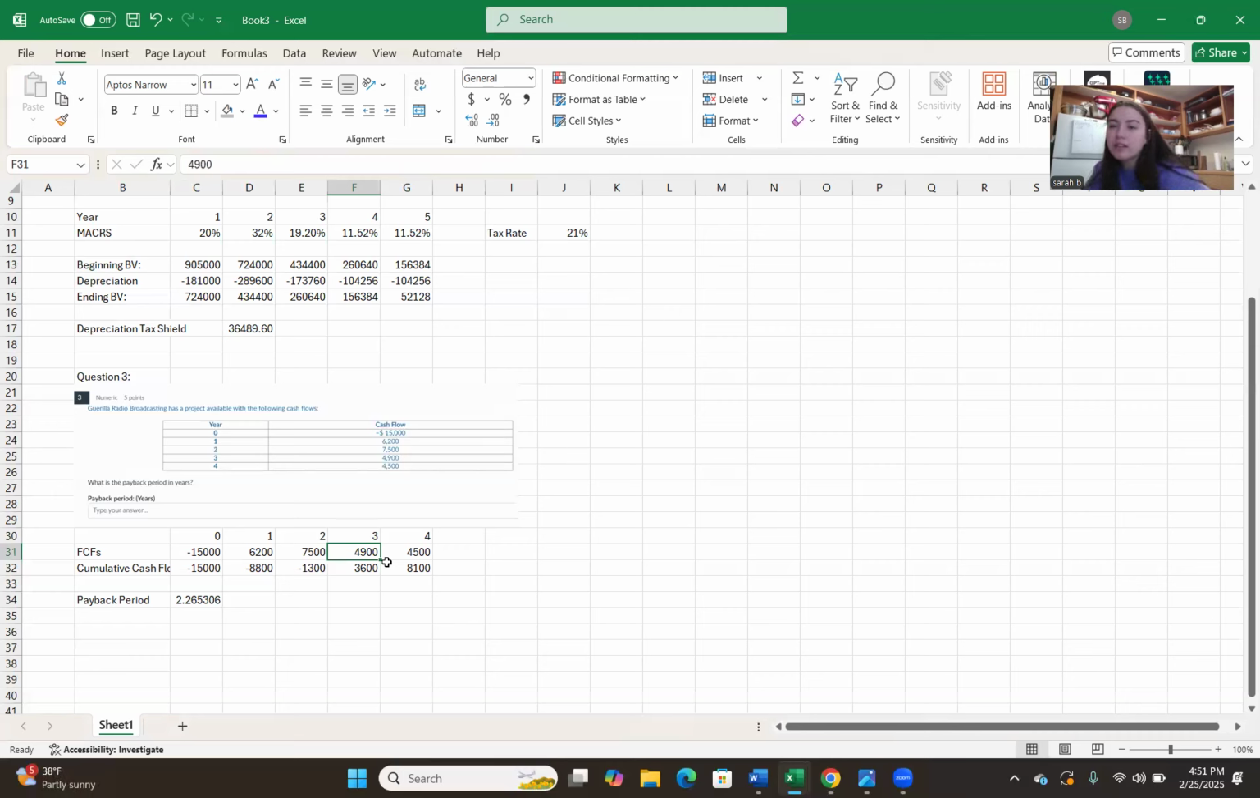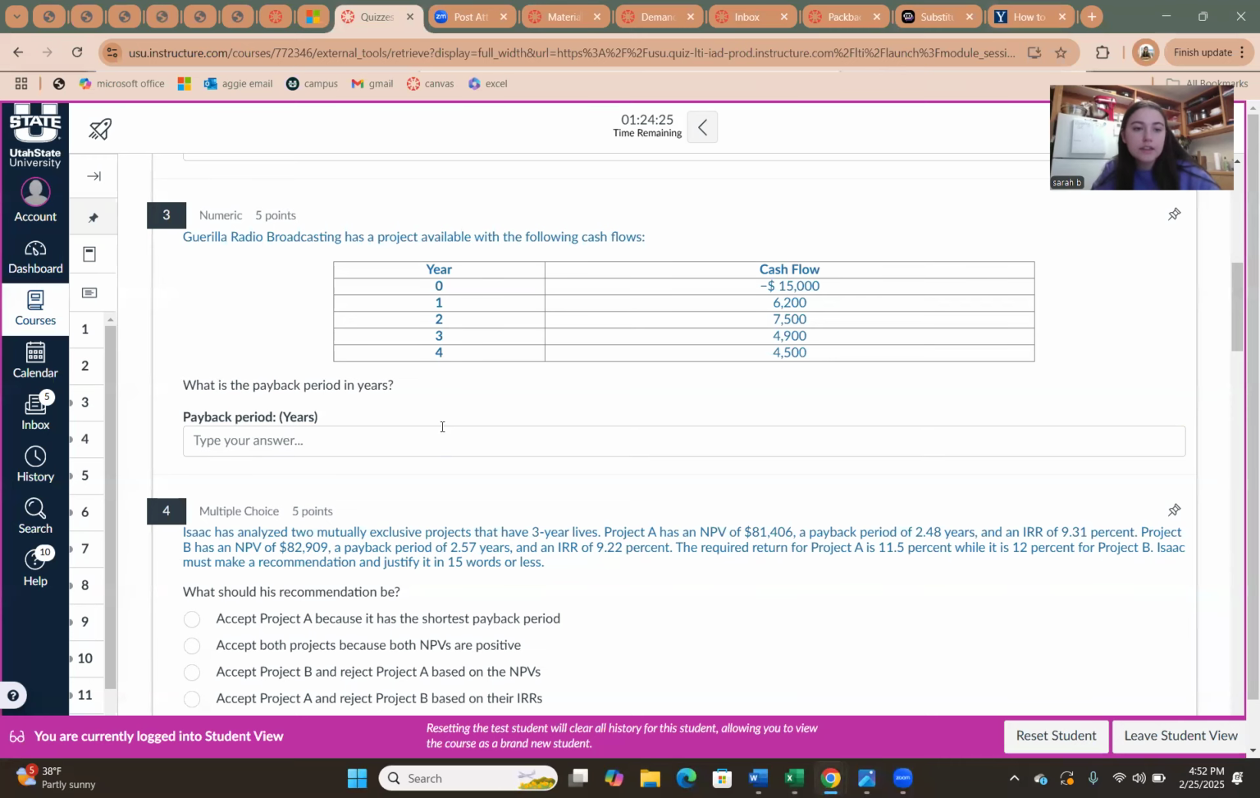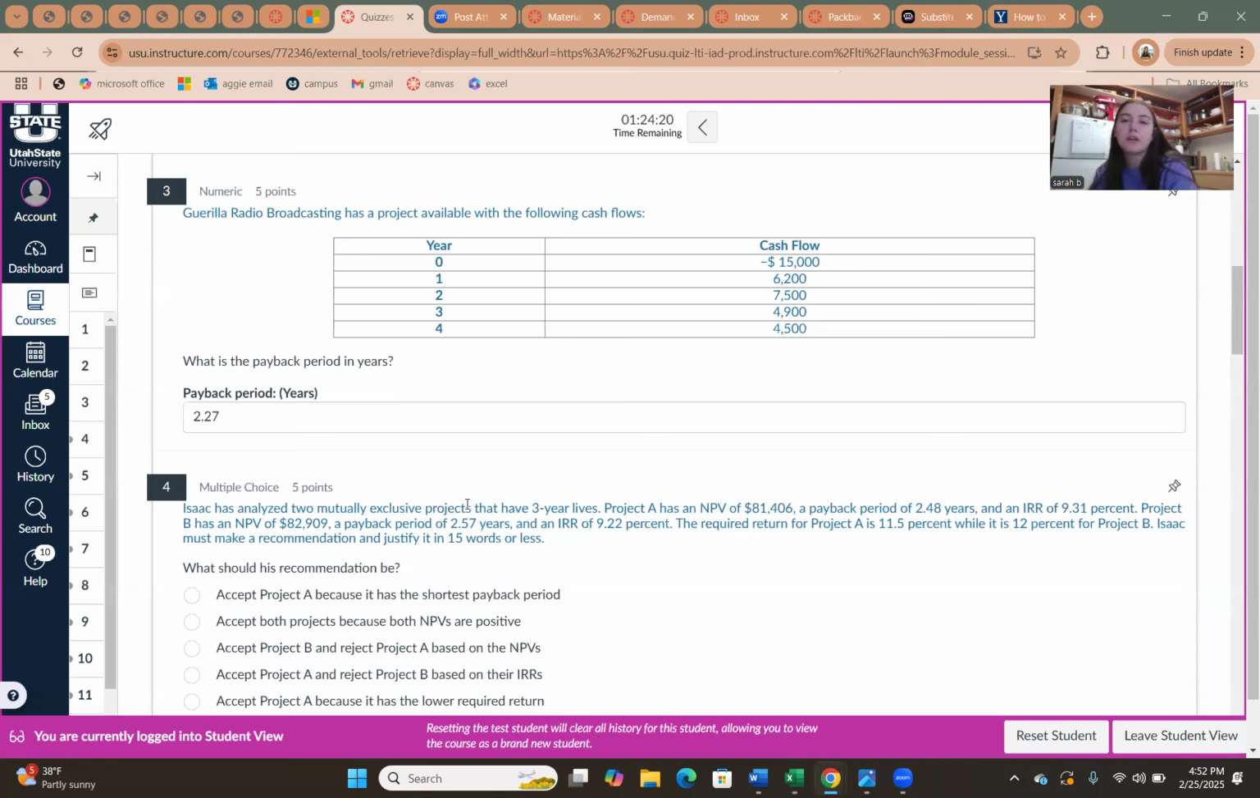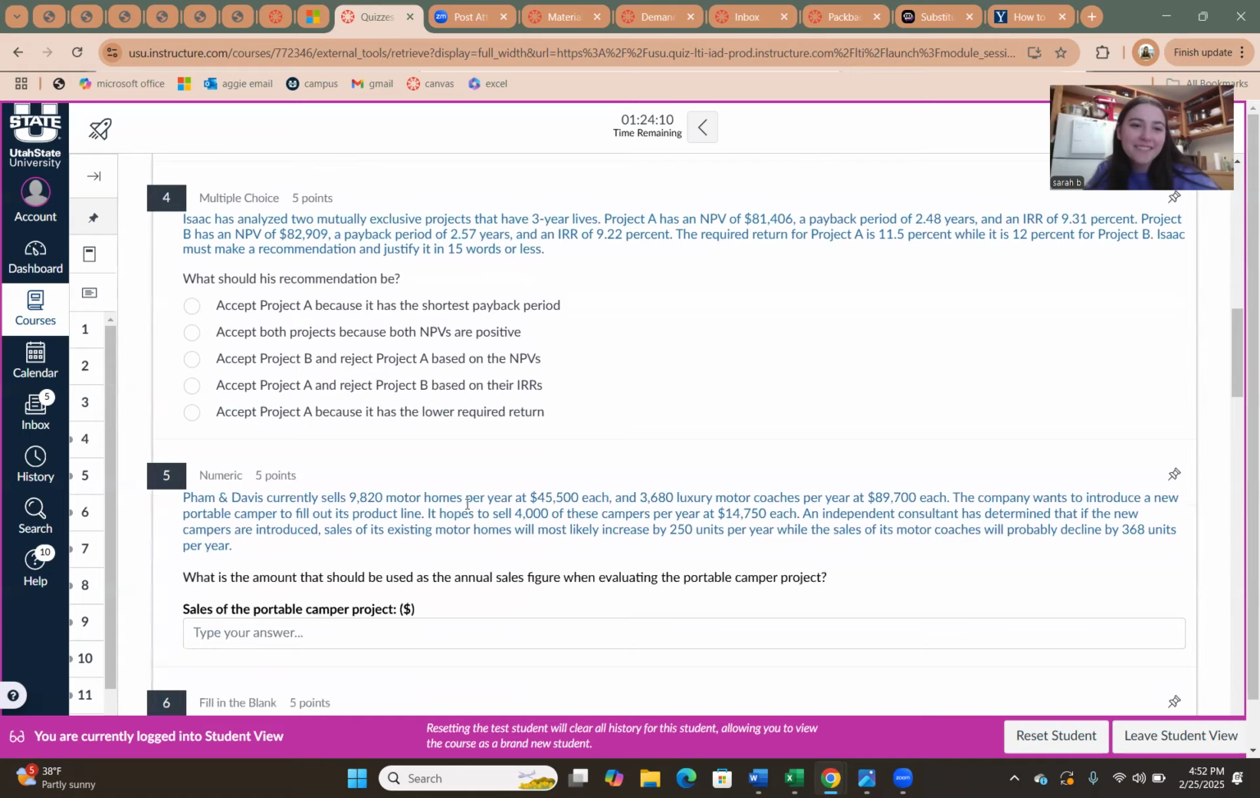It's about a fourth, right? 1,300 is about a fourth of $5,000. So this makes sense because I just did 2 plus a fourth, and I'm just looking at the exact point in time where my cash flows turned positive. So let's round this to 2 decimals, 2.27, and we'll go put it in here. Okay. Does payback period make sense to everyone that's on here, I guess? Yes. Okay, sweet. Thanks.